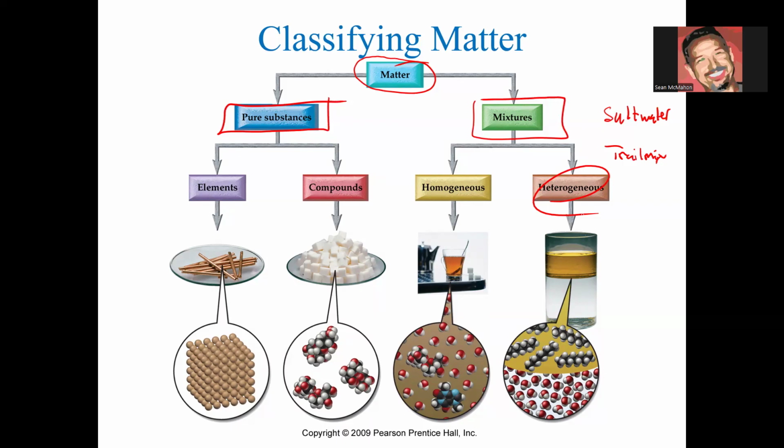For example, we have elements. In this example, this is copper. So copper, Cu, I'll talk about why it's Cu instead of Co later. But copper as an element is just one type of atom. It's just a bunch of copper atoms, plural. Then we have compounds. In this compound, this is sucrose.